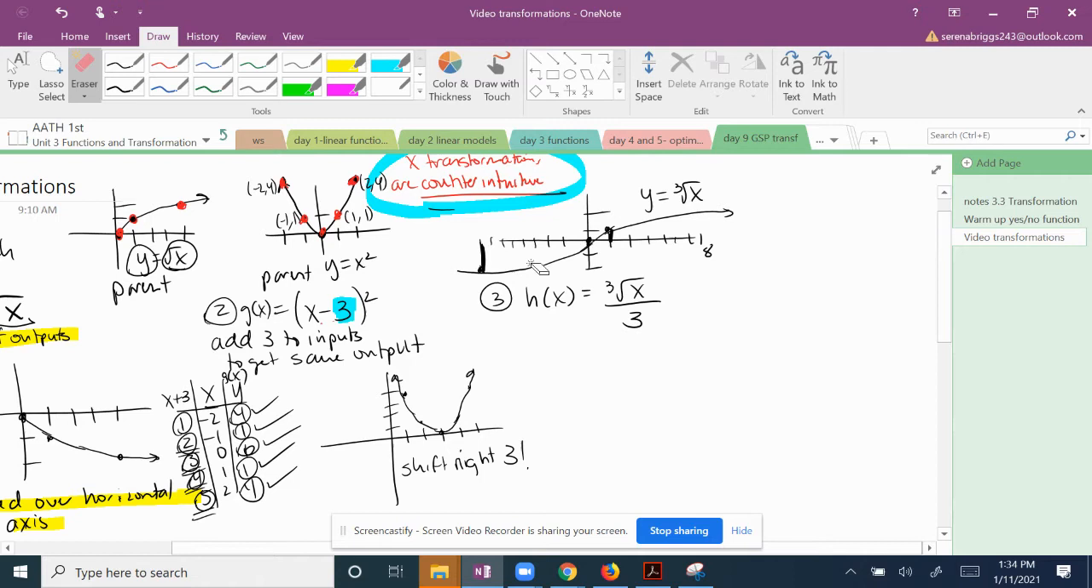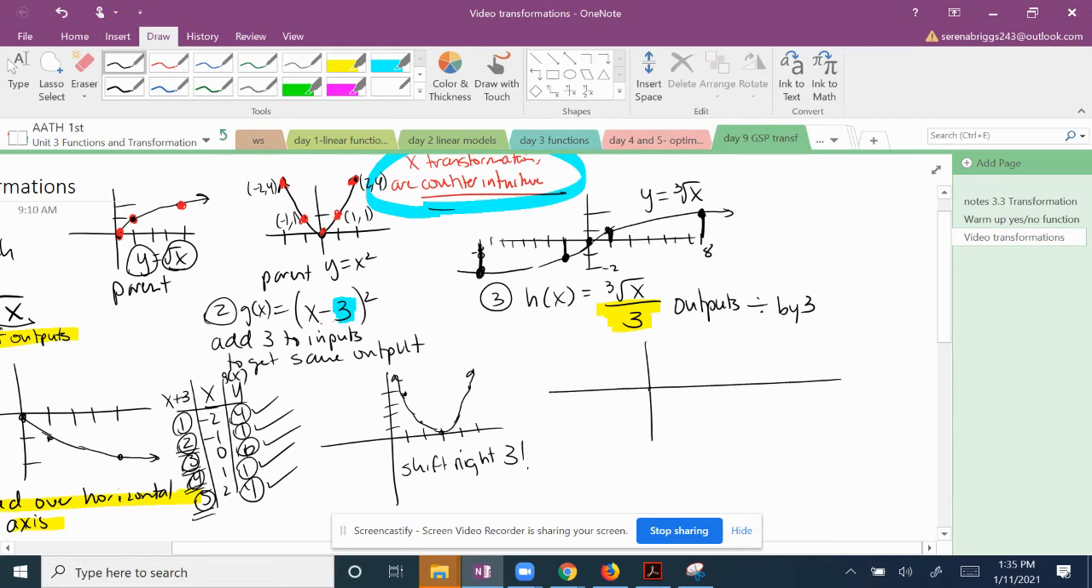The cube root of 1 is 1. The cube root of 8 is 2. And the cube root of negative 1 is negative 1. That's that key point. And the cube root of negative 8 is negative 2. That's that key point. So these are the key points on the cube root graph. And what this says to do is to divide the outputs by 3. That is not counterintuitive. That's literally take the outputs, whatever they are, these y values, and make them a third as long as they were. Divide them by 3.